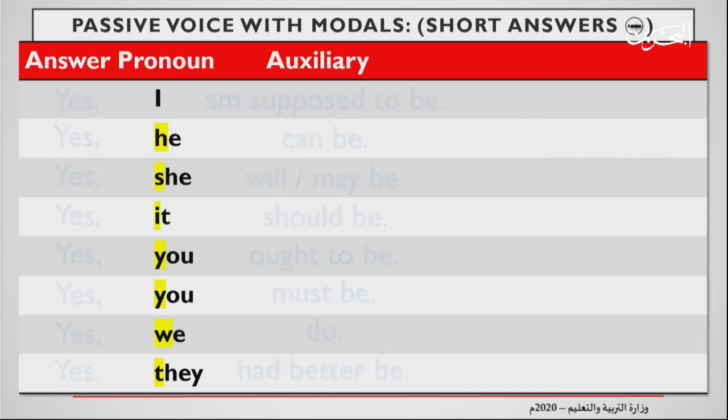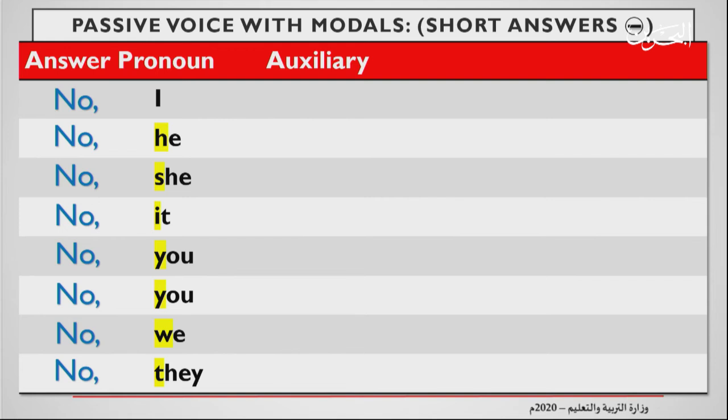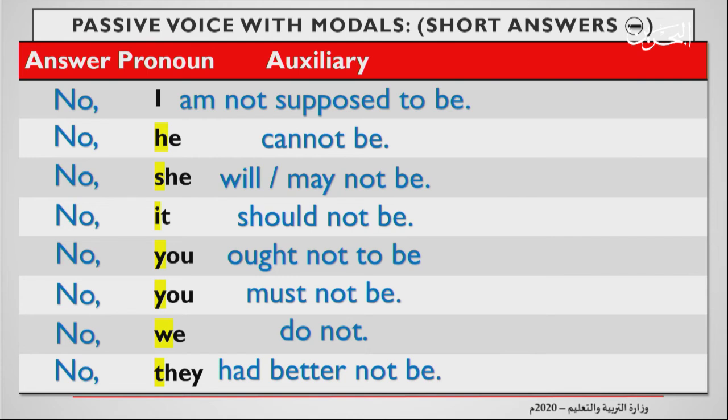All right. So let's jump to the short negative answers. The negative word we start with is no. You say no plus the comma. Do not forget the comma. And then the pronouns. And then the same as before. Say no, I am not supposed to be. No, he cannot be. No, she will not be or may not be. No, it should not be. No, you ought not to be. No, you must not be. No, we do not. No, they had better not be.